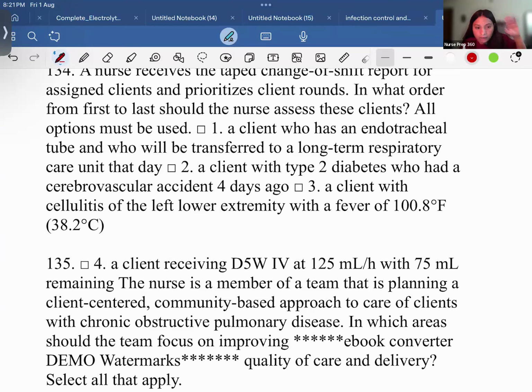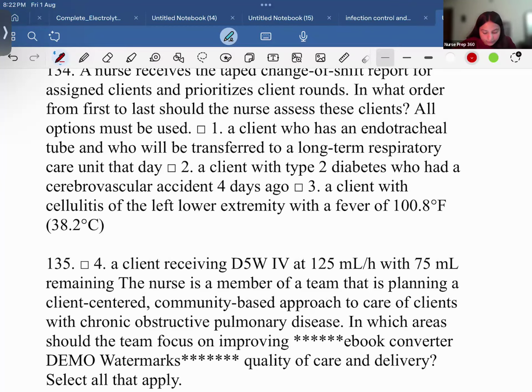Next, there's a client who is receiving fluid. I don't know which client it is, so I consider this a normal client, whose fluid is going at a rate of 125 per hour, and there's 75 ml remaining. Can you calculate the time? How much time is it going to remain? 30 to 45 minutes. So the fluid will be finished in 30 to 45 minutes.